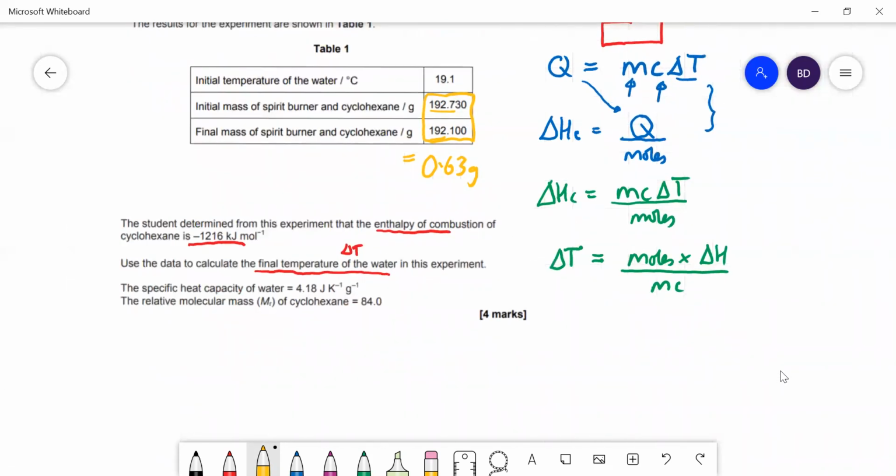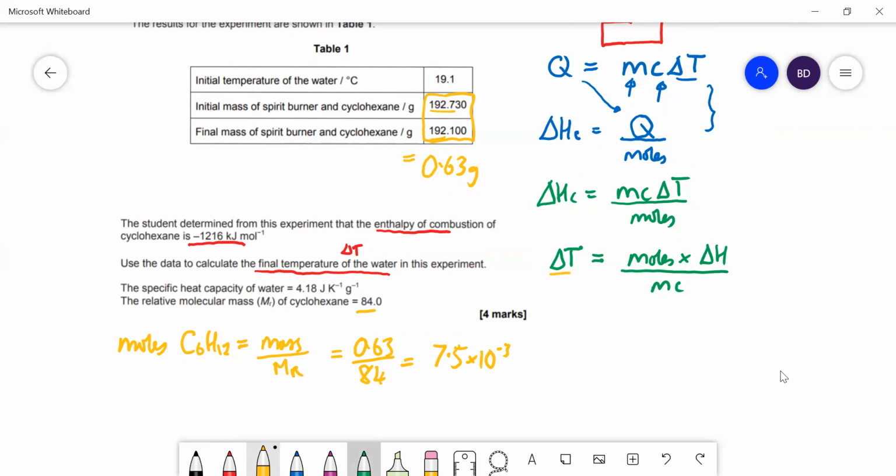So moles of cyclohexane, C6H12, is equal to the mass divided by the Mr. They've given us the Mr. So that's 0.63 divided by 84, which will give us, this is exactly 7.5 times 10 to the minus 3. That's the number of moles of cyclohexane. Right, now we're ready to put our numbers into this equation here.